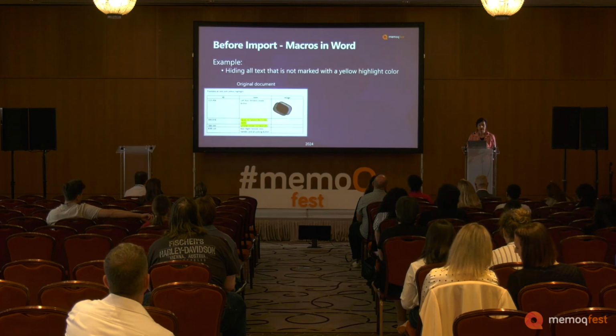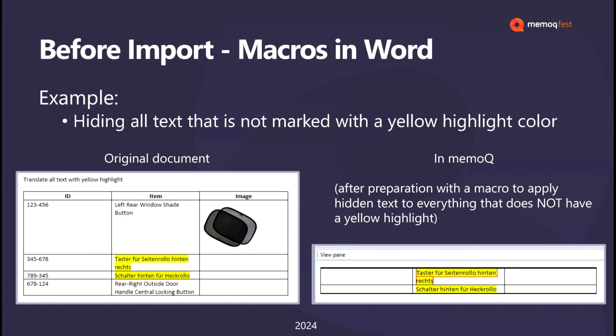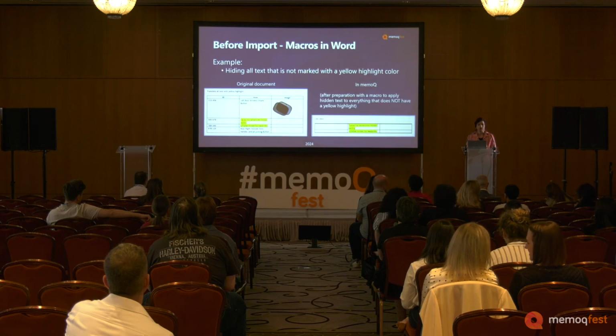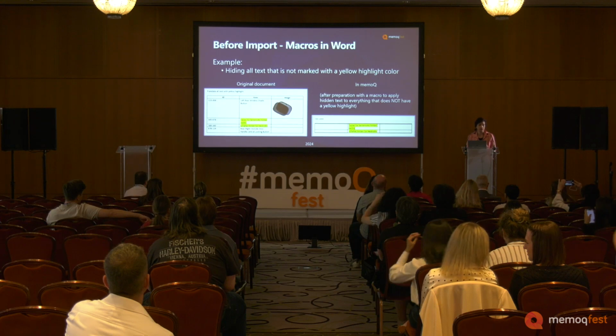First of all, the hiding text. So here's an example. My client was nice and told me everything is translated except the yellow highlighted text. Now, we all know there's no way to tell memoQ to just import the yellow highlighted text. So what I do is I run a macro that hides everything else unless it's yellow highlighted. That stays.